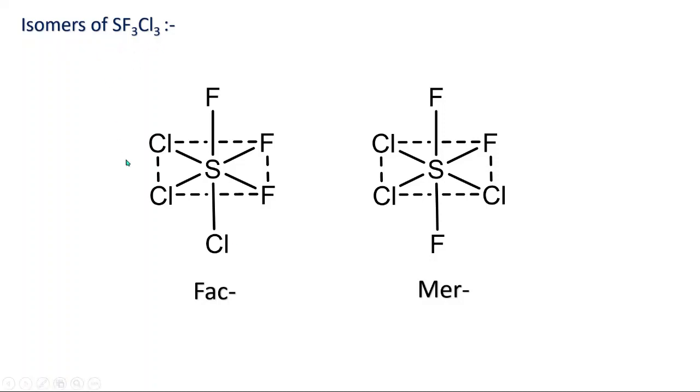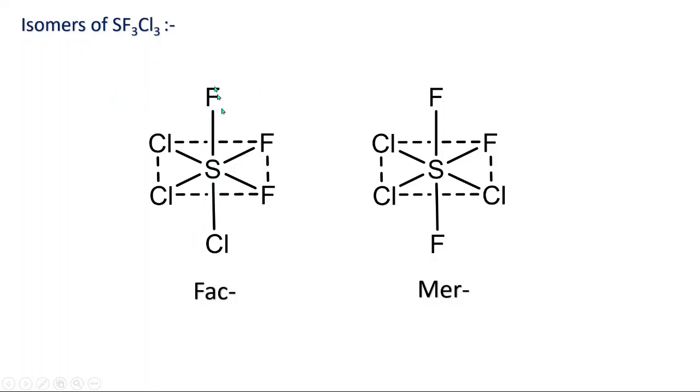Now we will see the isomers of SF3Cl3. You can see there are 2 isomers of this molecule. One is facial and another one is meridional. You can remember easily that if 2 atoms of the same kind are present diagonal to each other, that will be meridional, and the reverse one is the facial one. So if you see this molecule, that is the facial isomer, we have to count how many signals we will get for this facial isomer.